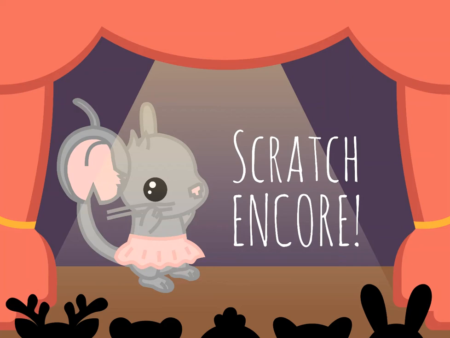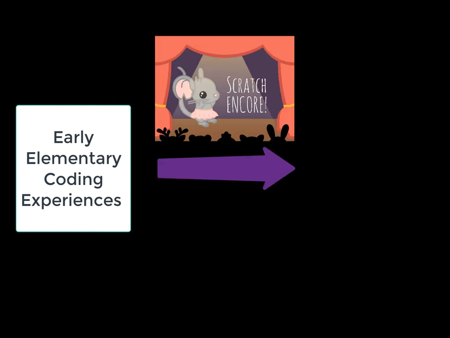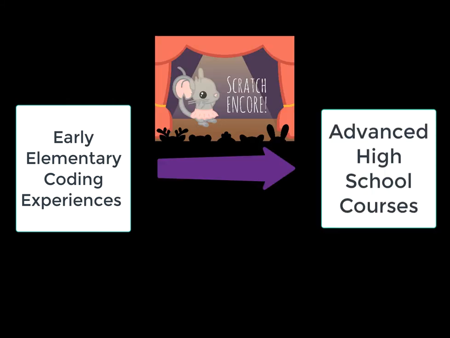Scratch Encore is a unique computer science curriculum designed for students in 5th to 8th grade, that's kids between the ages of 10 and 14, but it's been used by teachers in lower grades and in high school. Scratch Encore is an intermediate curriculum that was designed to serve as a bridge between early coding experiences that students typically have in elementary school and more advanced classes in high school.